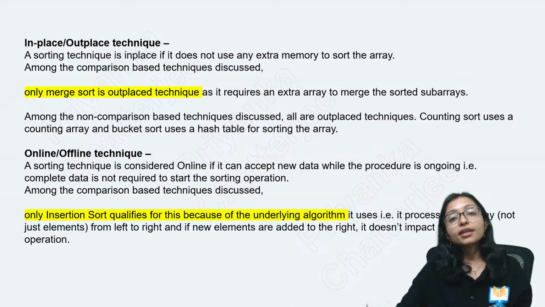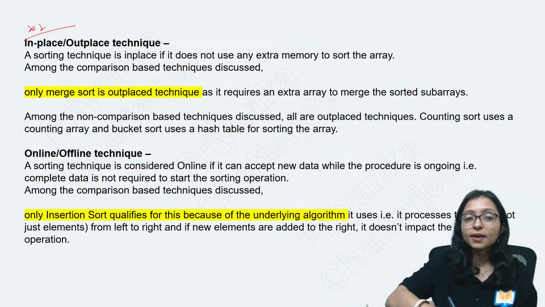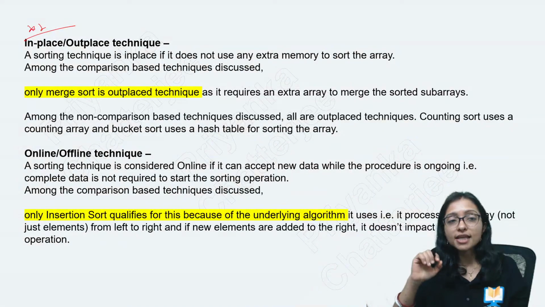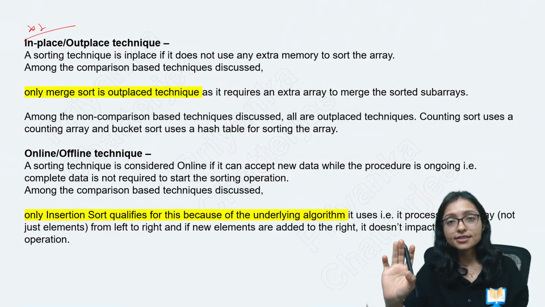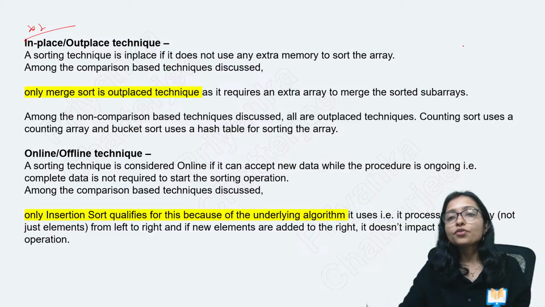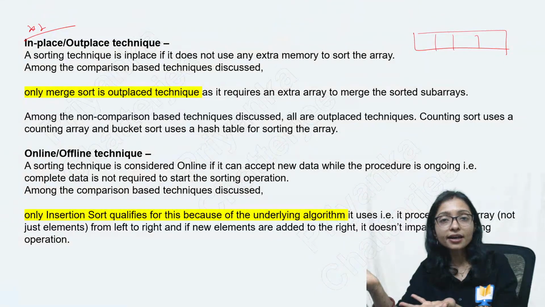Okay, now here the comparative study also comes between in place and out of place. Which one is an in place algorithm, which one is an out of place algorithm? In place means it is regarding space. At the time you are sorting in one array, are you using any extra array?